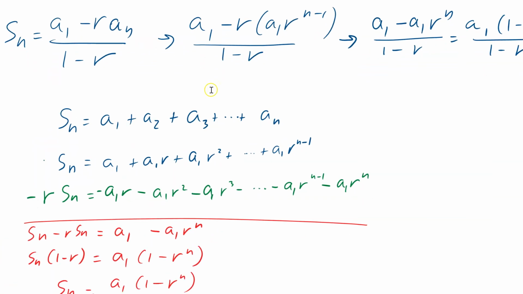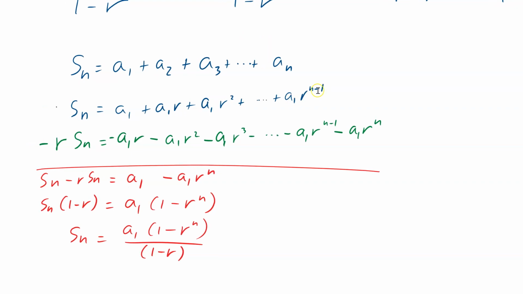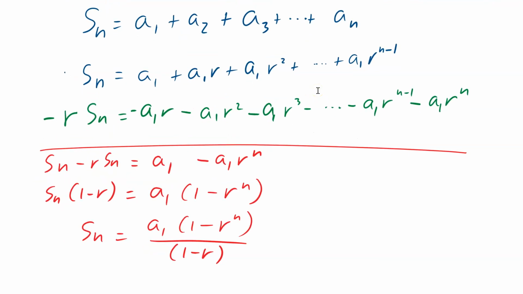Okay, now if we look at s sub n, it is a sub 1 plus a sub 2 plus a sub 3 all the way to a sub n. So plugging in our general form, a sub 2 would be a sub 1 r, a sub 1 r squared, and then a sub 1 r to the n minus 1. Now here's the trick. If we multiply everything from s sub n by a negative r, we end up with this. And the reason we're doing this, you can now see things will cancel.